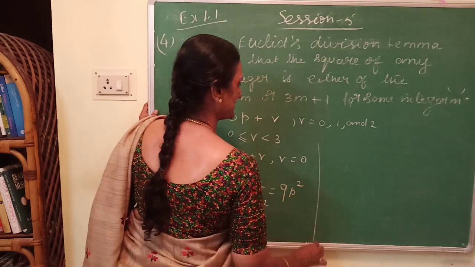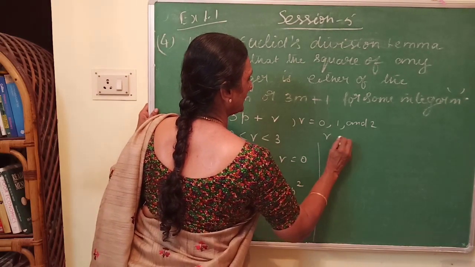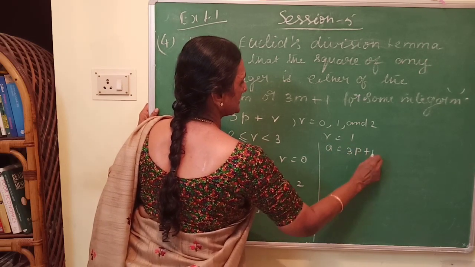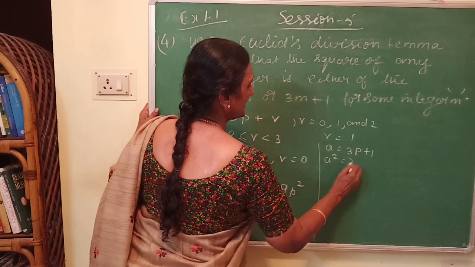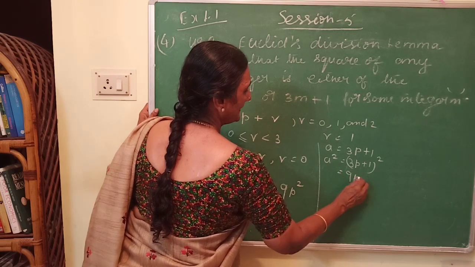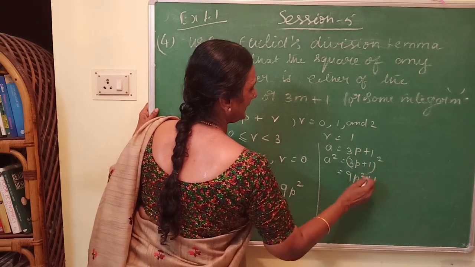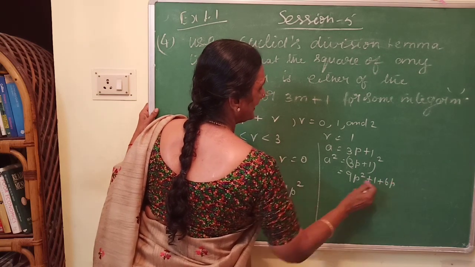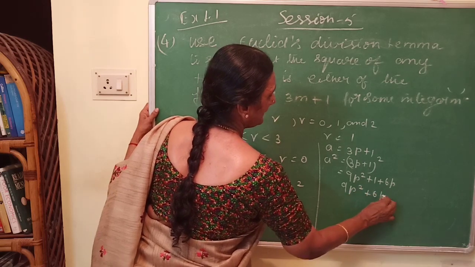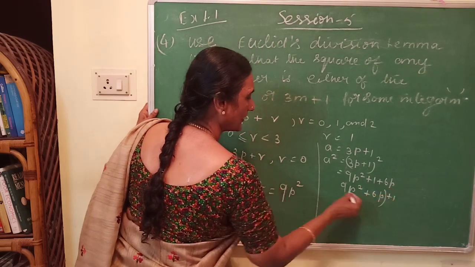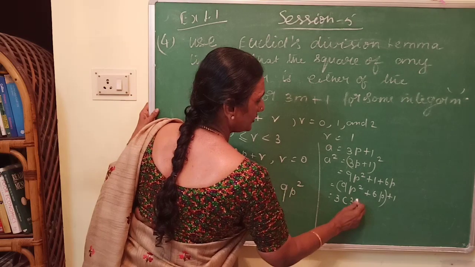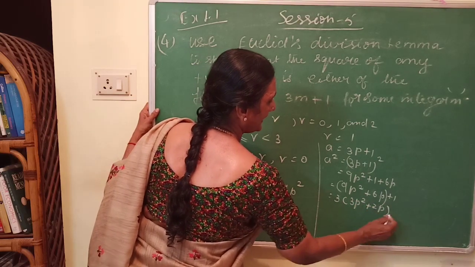Now come to the second case. Second case is what? R equal to 1. Therefore, a is equal to what? 3p plus 1. A square is what? Using a plus b the whole square, it is 3p plus 1 the whole square, which is 9p square plus 1. 3p into 2, that gives you 6p. Now I am separating that 1 to that side, 9p plus 1. Okay, therefore this 2 I am bracketing. So we can take the 3 out. So you will get 3p square plus 2p plus 1.